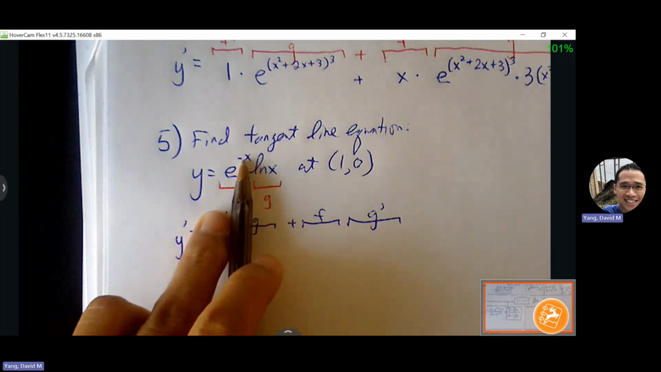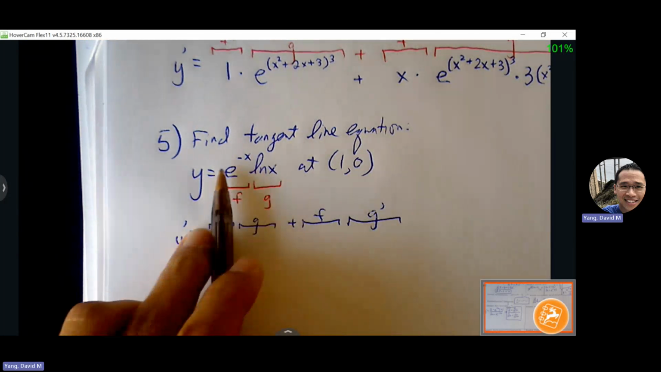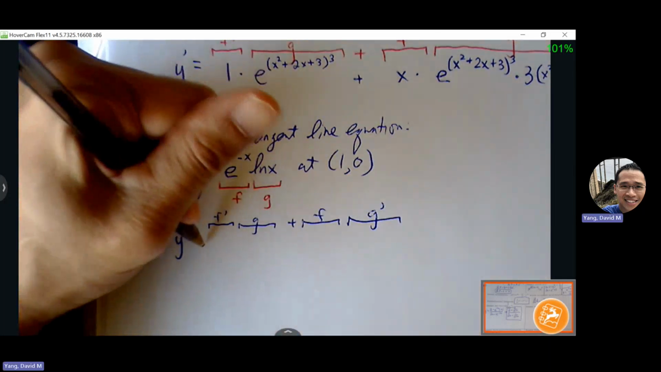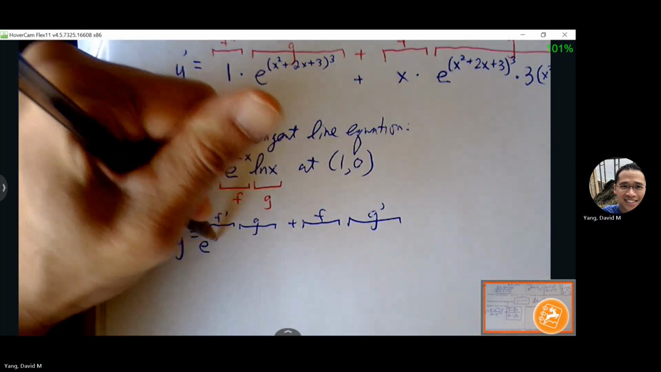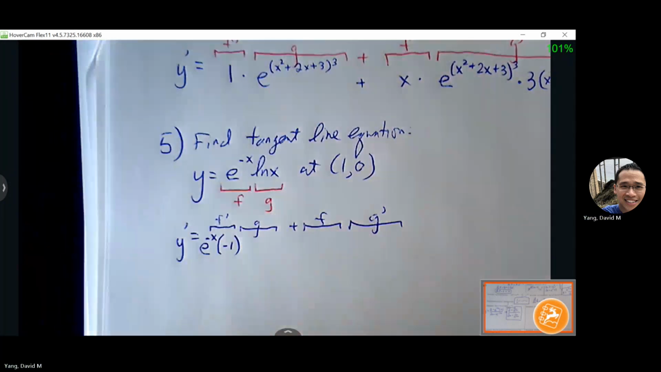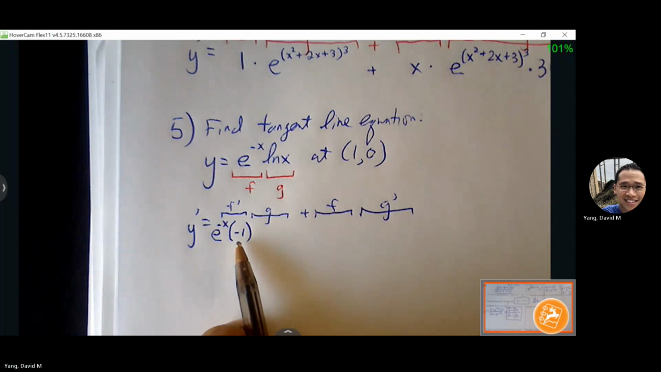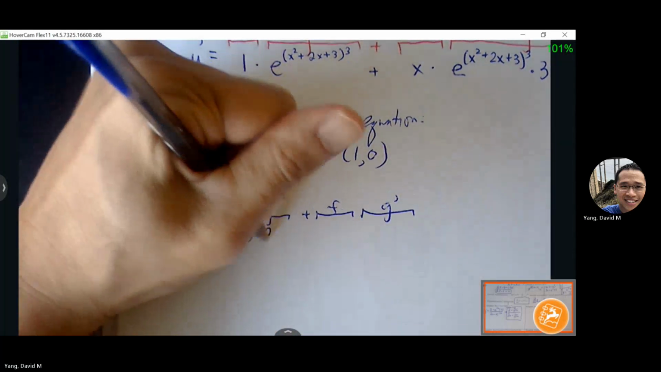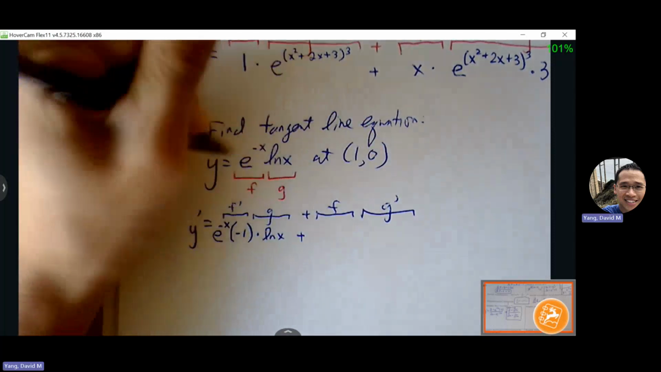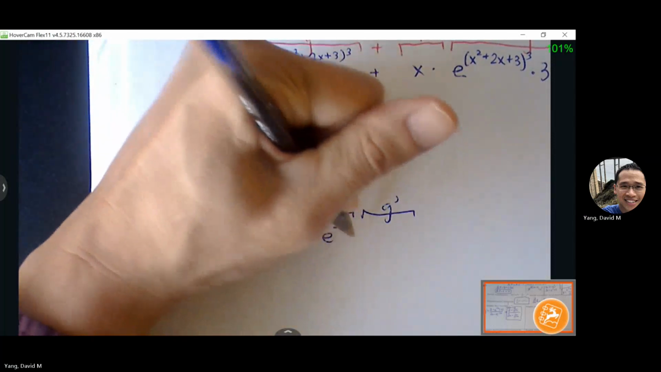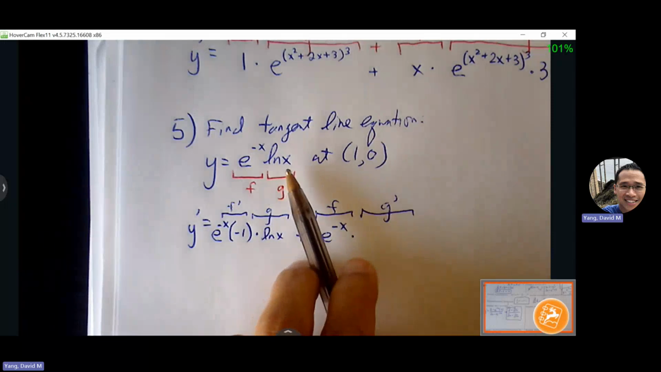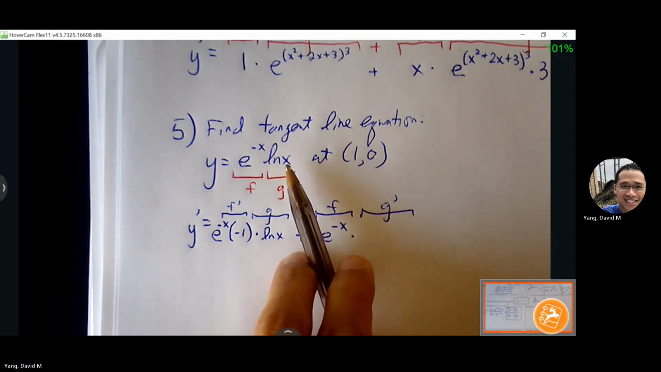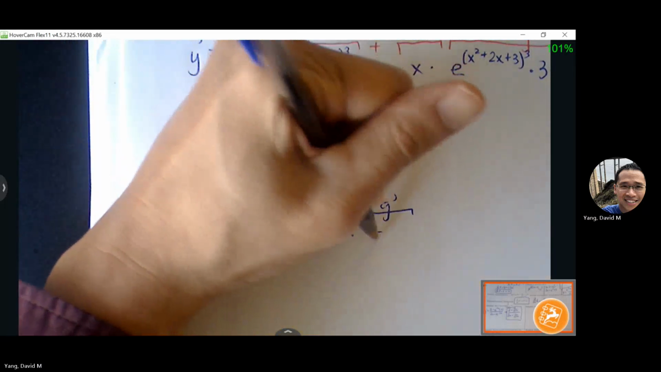Okay, so the rule for e to the u is simply e to the u times u prime. So e to the u times u prime. Okay. G function, no changes. Back to f. And then what's the derivative for natural log of x? Yeah, u prime over u, right? So just 1 over x.